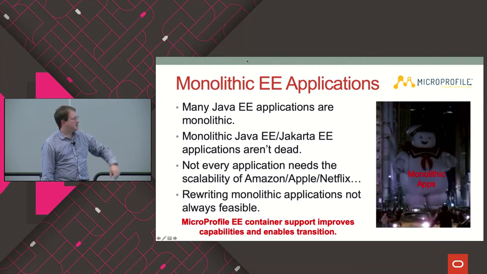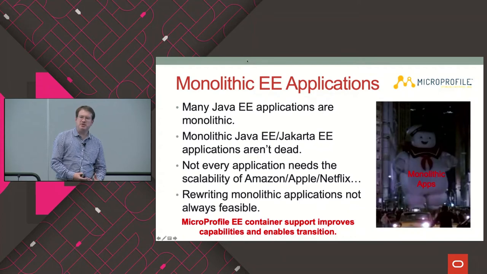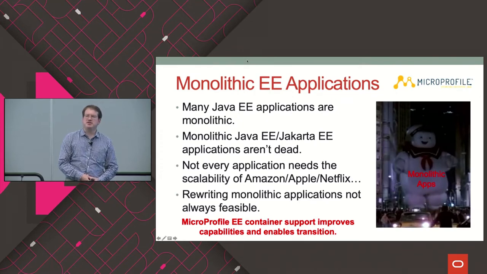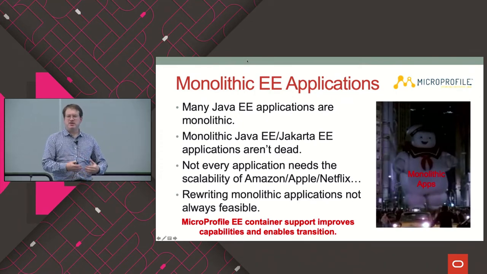And also rewriting monolithic applications is not always feasible. With these APIs available in the container, if you do have scalability problems, you can begin developing microservices and splitting up your applications. So you have the capabilities there and you can migrate to it. You don't have to switch to another framework.